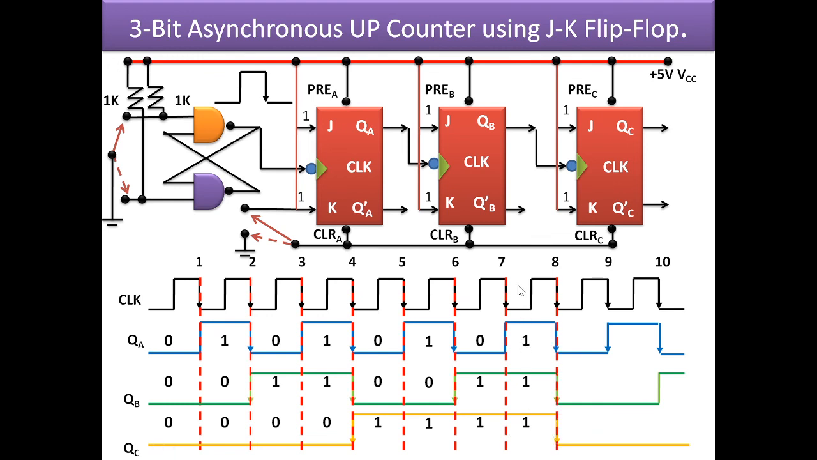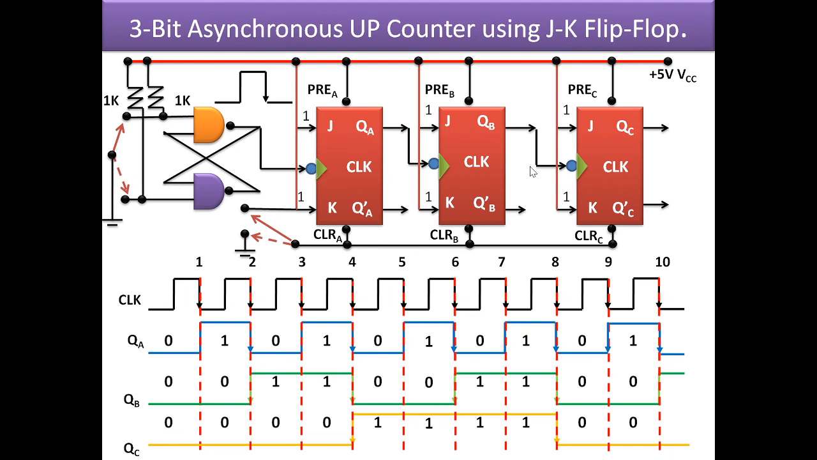Once it reaches between 7 and 8, the output is now all high, and the counter will automatically reset back to 0, and again it will start counting. So this is how a simple ripple 3-bit counter functions, where one of the outputs behaves as the clock for the next one, and the output of the next one behaves as the clock for the third one.